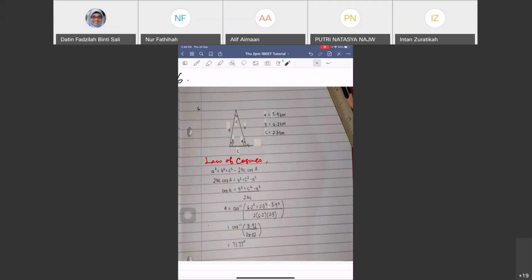So you have your 6.2, and then you have your 2.3, minus 5.9. So this is the correct setup. If you compute correctly using your calculator, this is the correct answer. That is question 6. So that's the end of exercise 3.6. Then we move on to our chapter exercise, starting from question 9.